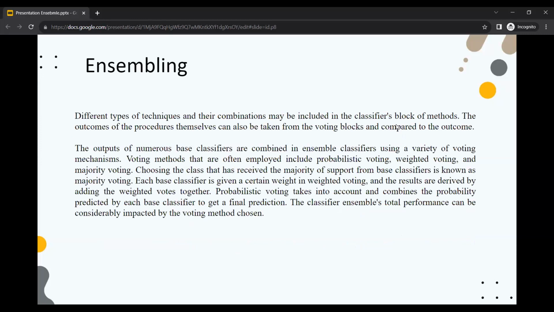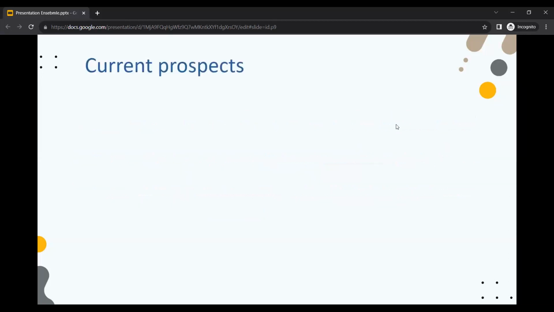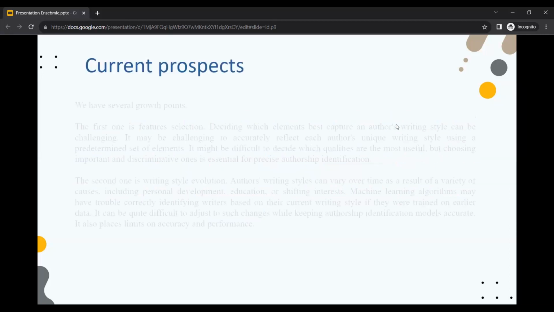Two common categories of encoding techniques are binary encoding and count encoding. So after that, different types of techniques and their combinations may be included in the classifier's block of methods after preprocessing and encoding. The outcomes of the procedures themselves can also be taken from the voting blocks and compared to the outcome. So the outputs of the base classifiers are combined in ensemble classifiers using a variety of voting mechanisms. Voting mechanisms that are often employed include probabilistic voting, weighted voting, and majority voting.